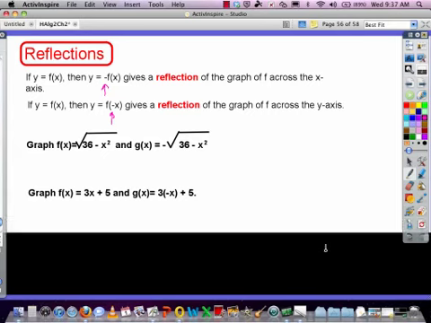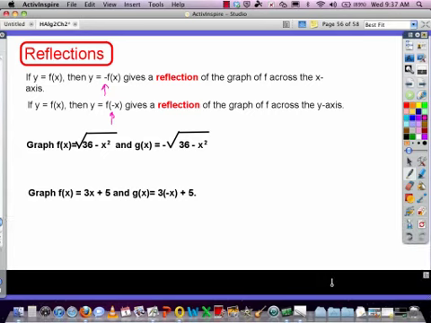So looking at your examples, again we have the f of x function we're calling the original, same one we used before. And now the only difference is you see out front a negative value. Everything else is the same. So it should give us a reflection of the graph across the x-axis.